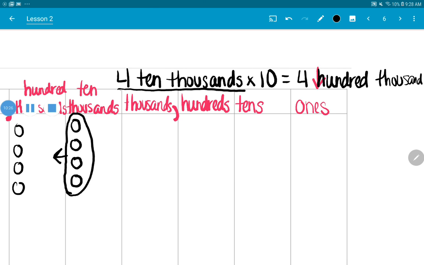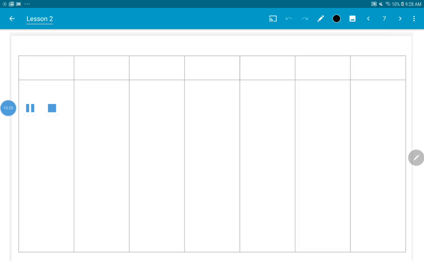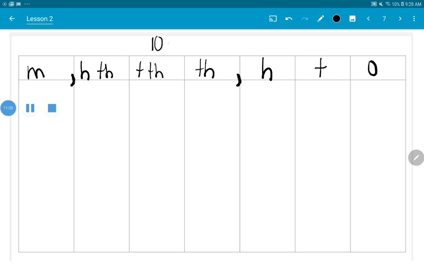Alright, erase those. You can leave your headings up at the top so that you don't have to rewrite them every time. Alright, I want you to show me 10 times 300,000.